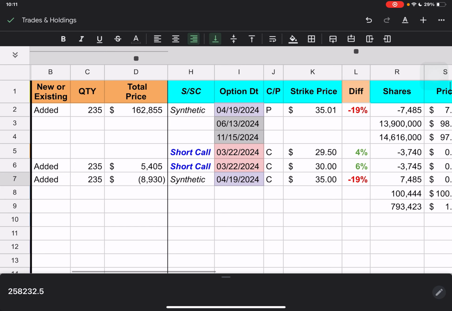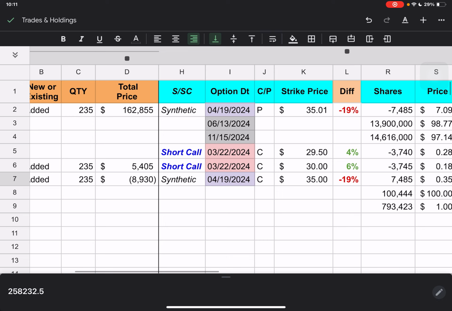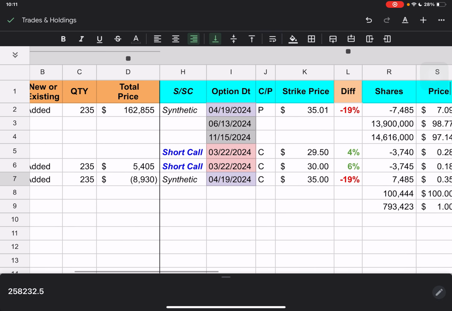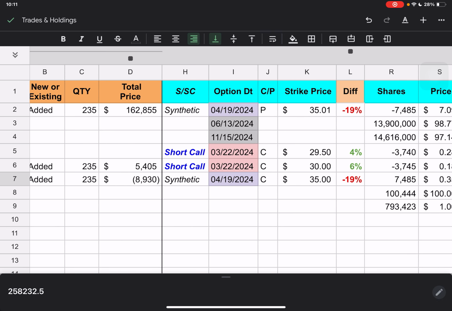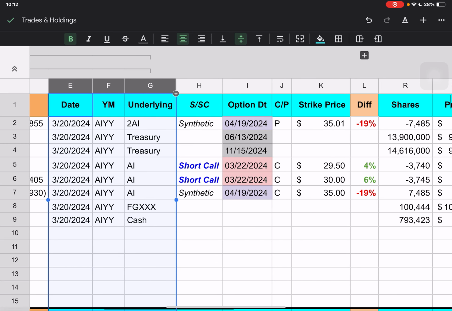I will say that I realize now when I hide this, you can't see which line is treasury and which is cash. I normally don't look at treasury, cash, and money market, and I don't even include it in any calculations. I don't track it.